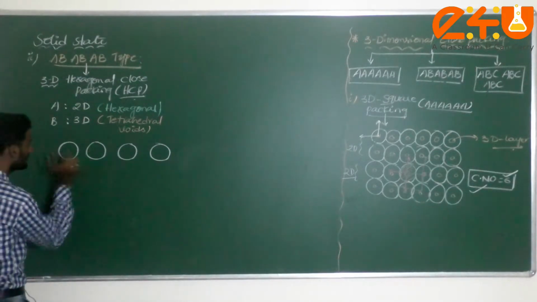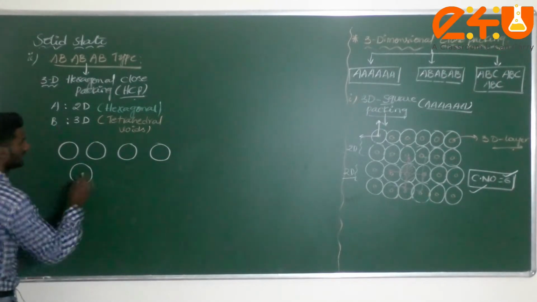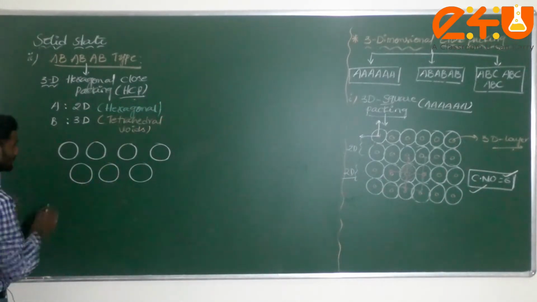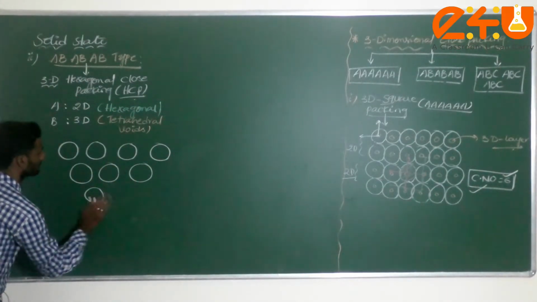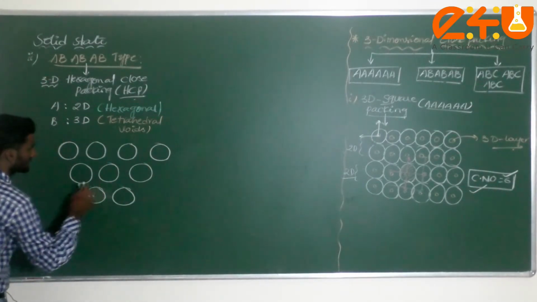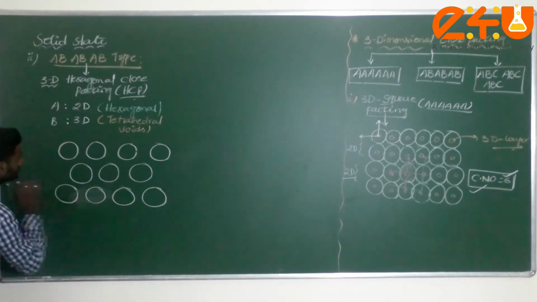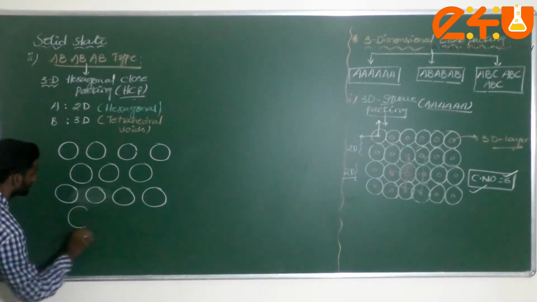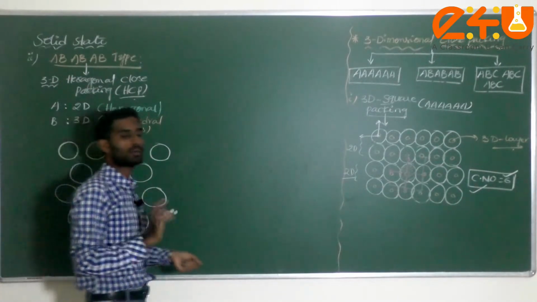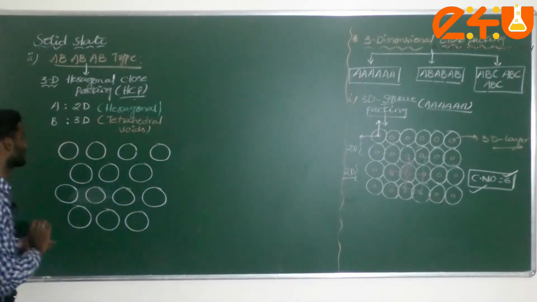Okay, next, in between these two, I am taking one atom. Make it here. Am I correct? Next, in between these two, we are taking one atom here also. Next, the first layer and the third layer will be the same. Am I correct? Next, the common one here, this one and this one.